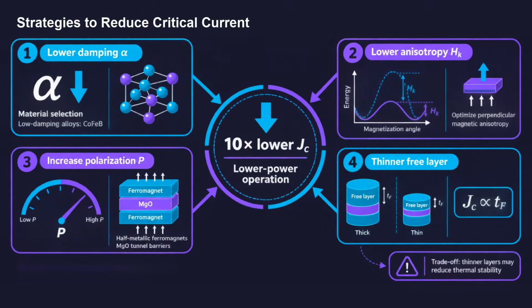Four main approaches reduce critical current. First, use low-damping materials like CoFeB, which has alpha around 0.01. Second, optimize perpendicular magnetic anisotropy to lower the energy barrier. Third, increase spin polarization using MgO tunnel barriers, which give polarization above 0.5. Fourth, make the free layer thinner since critical current scales linearly with thickness. Each approach has trade-offs with thermal stability.